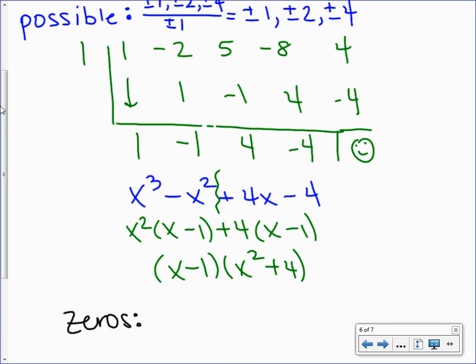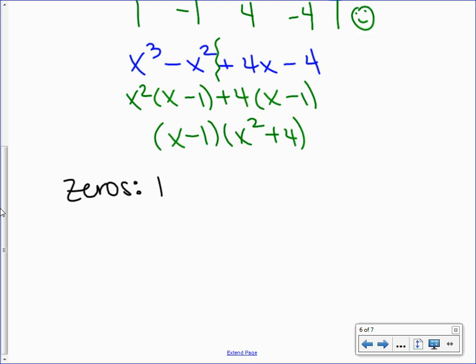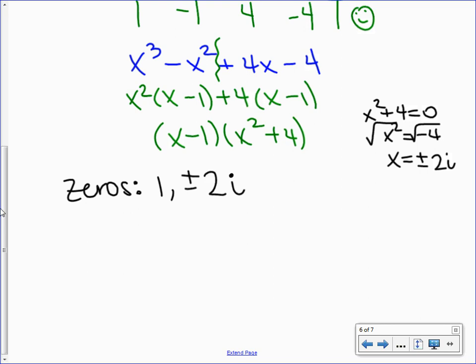We found a 0 of 1 already. This gives us a 0 of 1. Okay, so it repeats. This gives us zeros of what? X squared plus 4 equals 0, means x squared is negative 4, which means x is what? Which is okay. Okay, there are your zeros. 1, 1, plus or minus 2i.